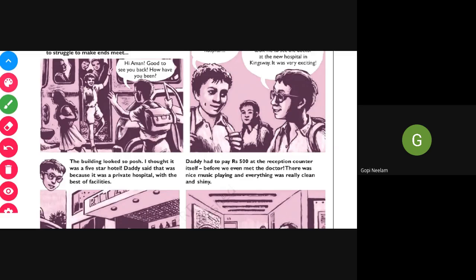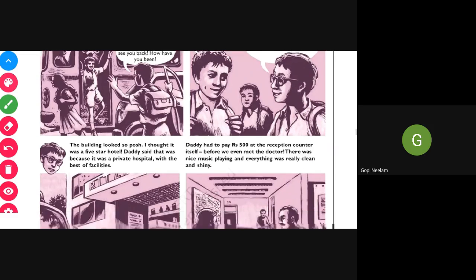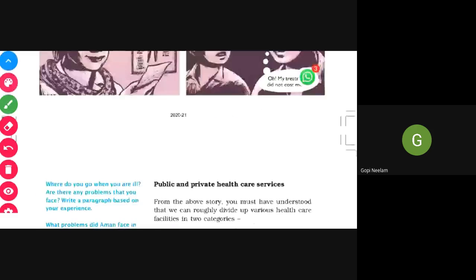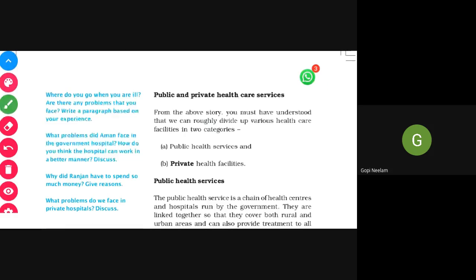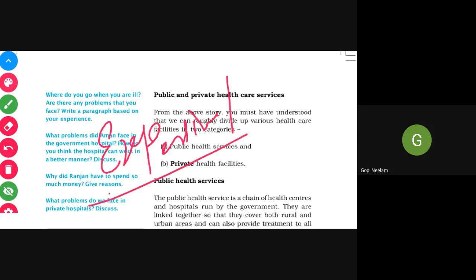Okay. After completing the story, we discussed what problems Ranjan faced if you stay in a private hospital. The one thing we came up with is that it was expensive, it cost too much, and that is one disadvantage of going to a private hospital.